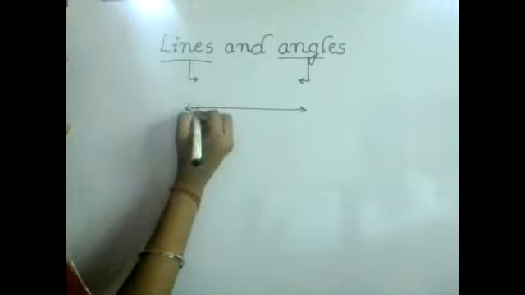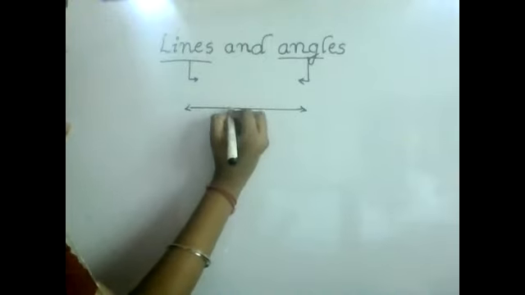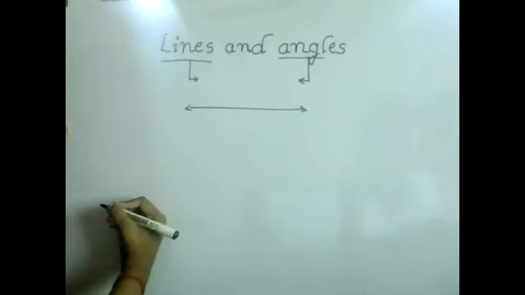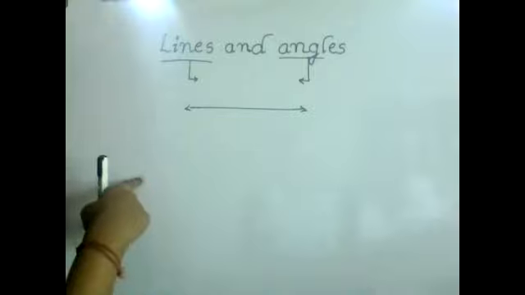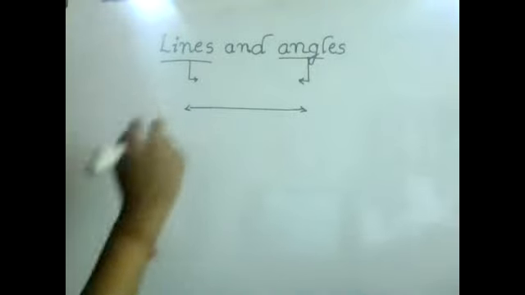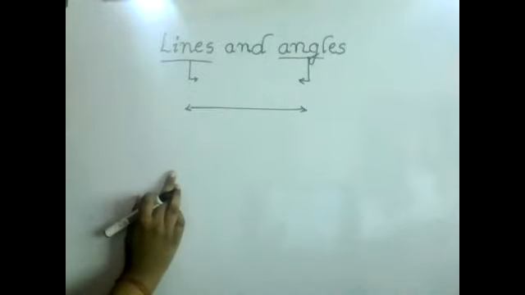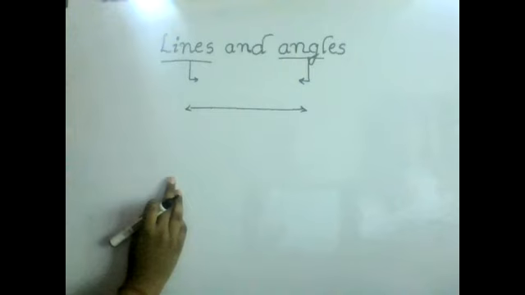A line is a collection of infinite points arranged in an order. I repeat, a line is a collection of infinite points arranged in an order. The properties of a line: a line has no depth. We can't measure the length of a line, and the two sides of the line extend till infinity. The line has no breadth and no height.